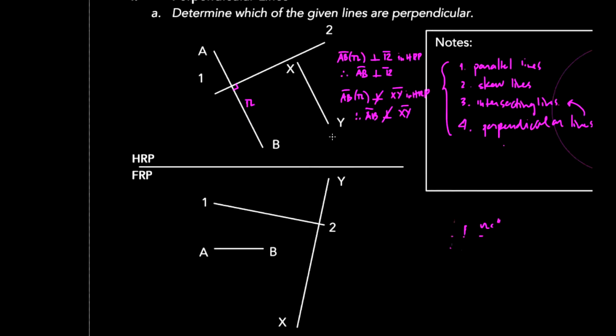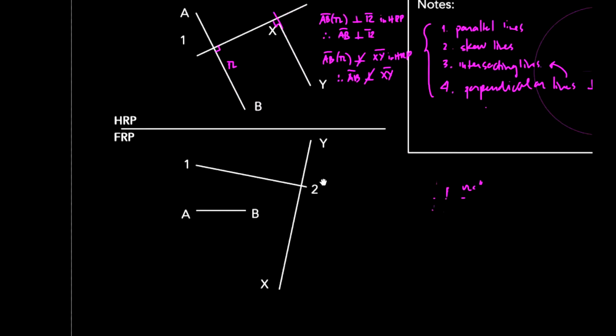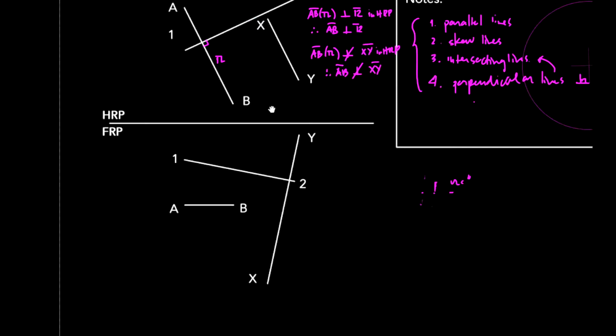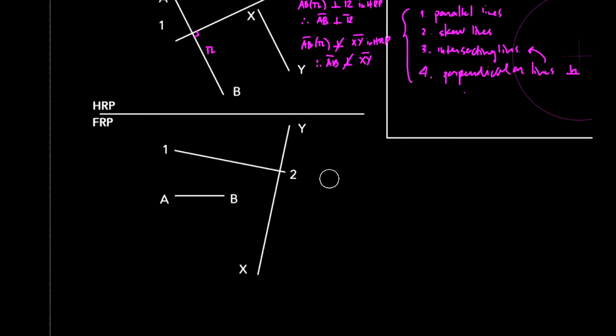Okay? So in this particular case, it appears perpendicular, no? Ito, if you look at this, appears perpendicular, si 1, 2, and XY. Pero kahit dito, they appear perpendicular, si 1, 2, and XY. Pero none of these two lines are actually in their true length. So we need an additional view such that i-expose natin at least one of those lines in its true length.